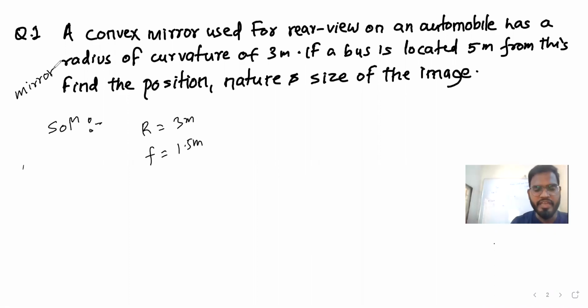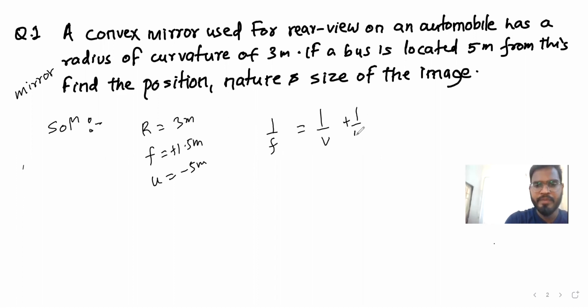Radius of curvature is 3. For a convex mirror, the focal length is on this side, so obviously it is going to be positive. And object distance is always negative, so u is minus 5. They're asking to find the position and nature of the image. First, we can apply the mirror equation: 1 by f is equal to 1 by v plus 1 by u. So 1 by 1.5 is equal to 1 by v minus 1 by 5.